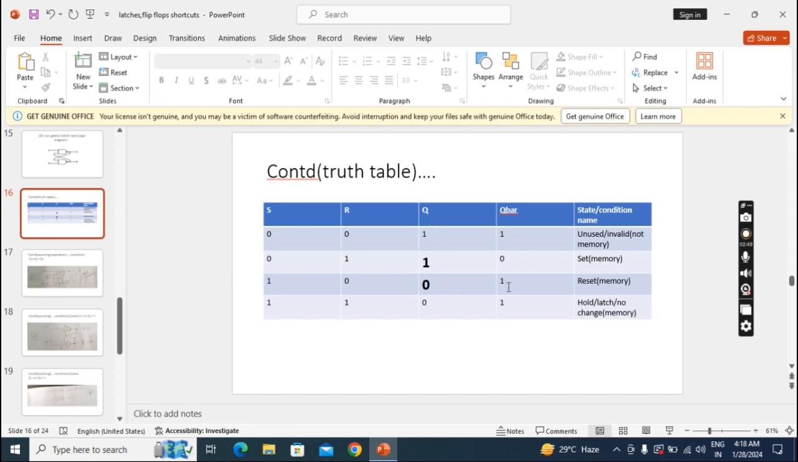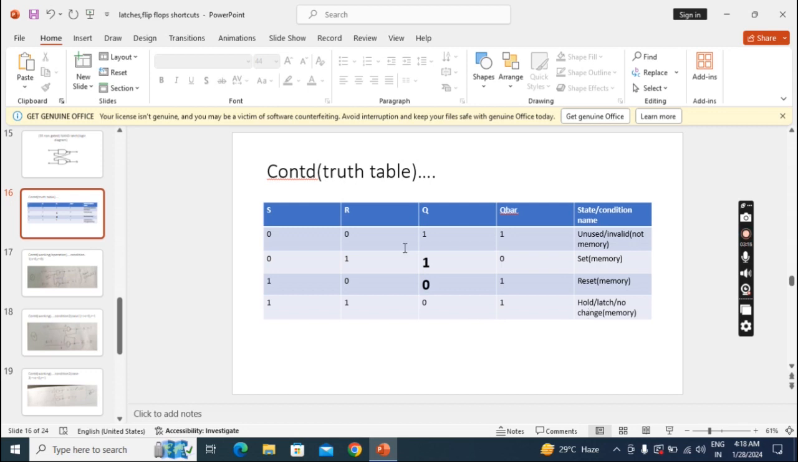In the third condition, 0 1, now 0 is stored, so we call this reset. 0 means reset. Then next, again 0 1. Previously 0 1, now also 0 1. It is maintaining the previous state. Whenever it is maintained as previous, we call it hold, or latch, or no change.